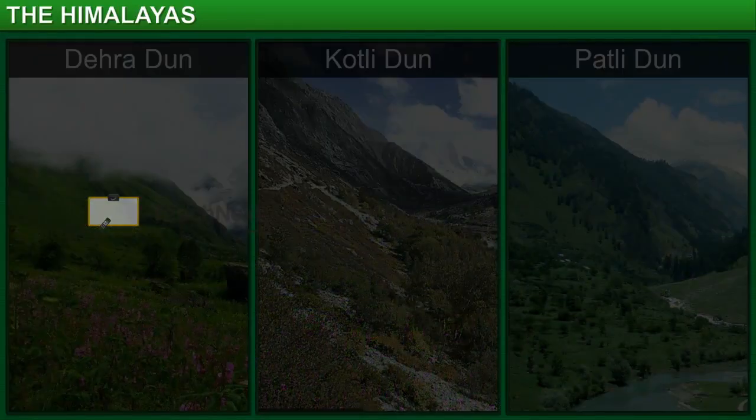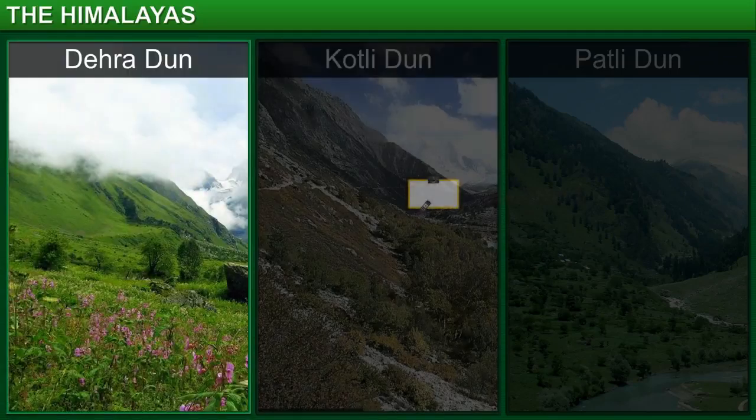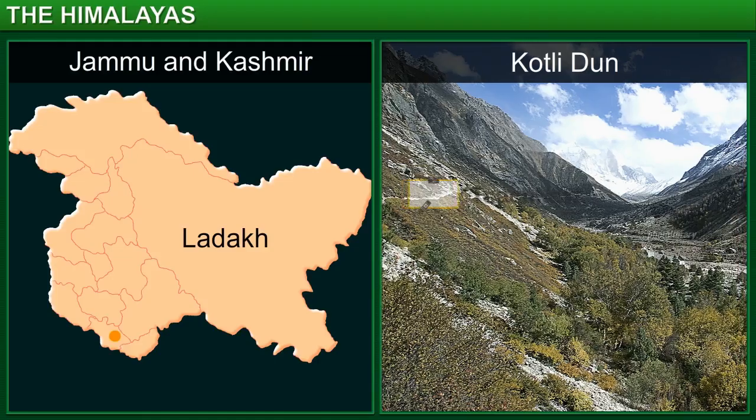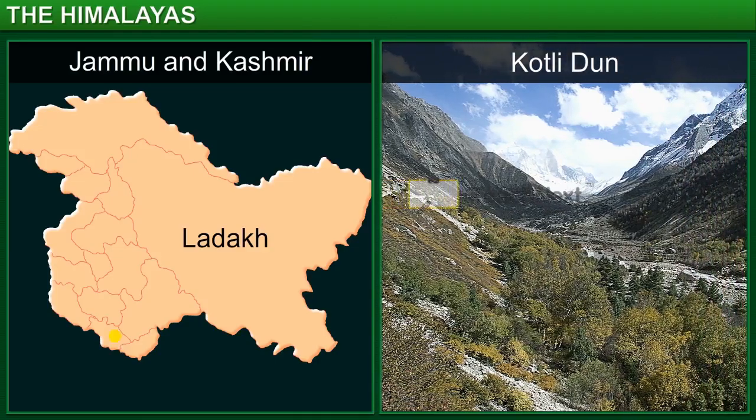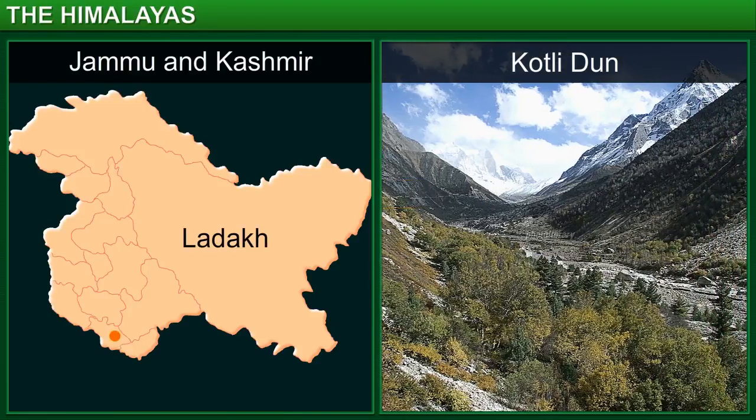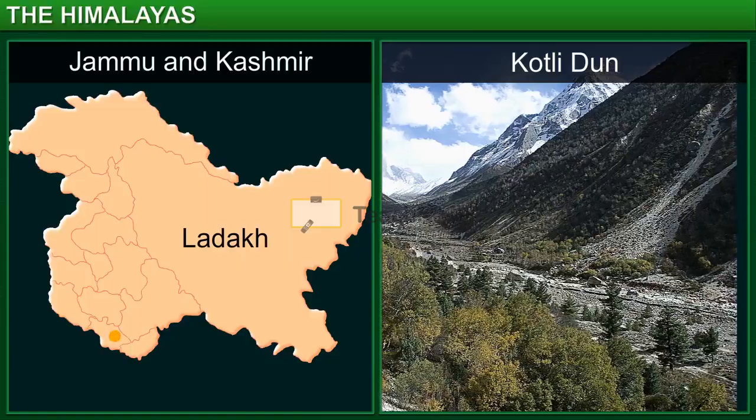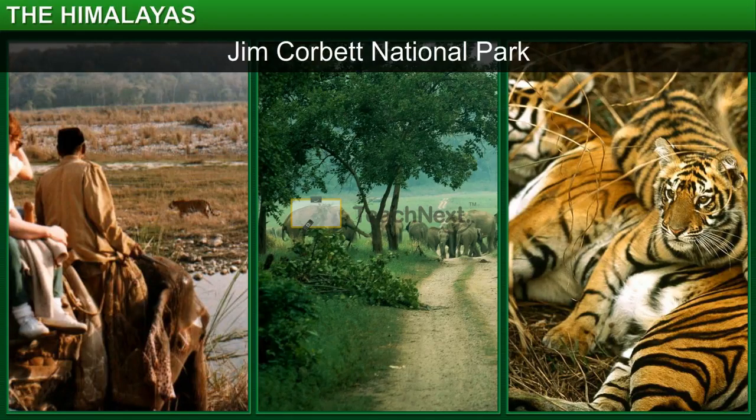That's how the most famous valleys, including Dehradun, Kotli Dun and Patli Dun, got their names. Kotli Dun is located in the Jammu region and is known for its scenic beauty. And you must have all heard about the Jim Corbett National Park. This park is located in the Patli Dun region.